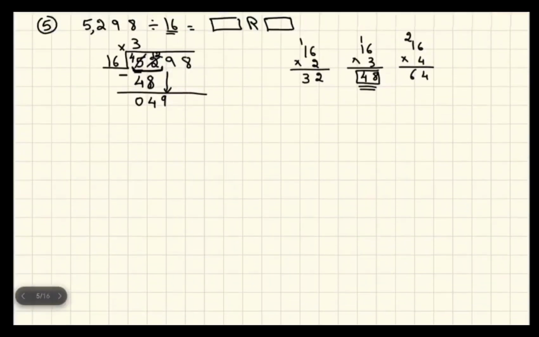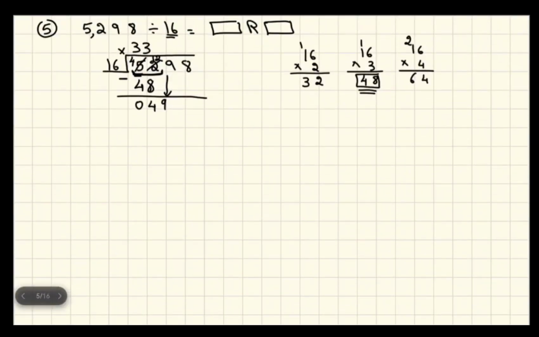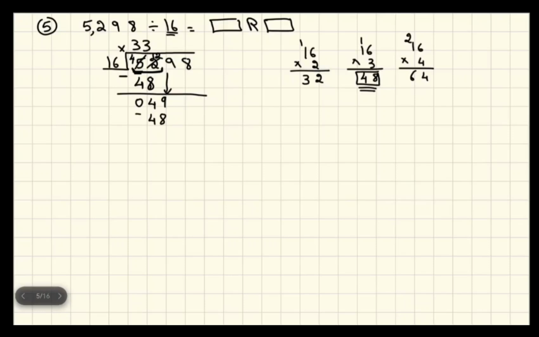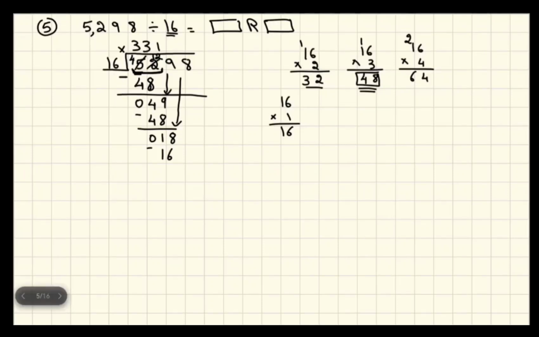So 16 times 3 will be 48. So I write 3, another 3 on top, and we subtract. 9 minus 8 is 1, 4 minus 4 is 0. Now we need to bring the 8 down. So what is a multiple of 16 near 18? All of these are bigger than 18, so we need to do 16 times 1, which is 16. So I write 16 here and 1 on top. We subtract. 8 minus 6 is 2, and 1 minus 1 is a 0.